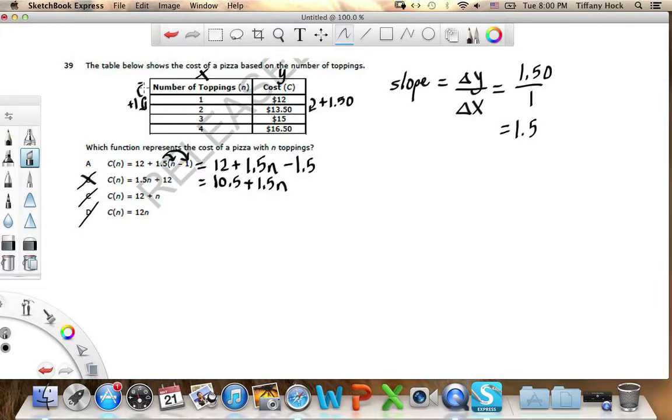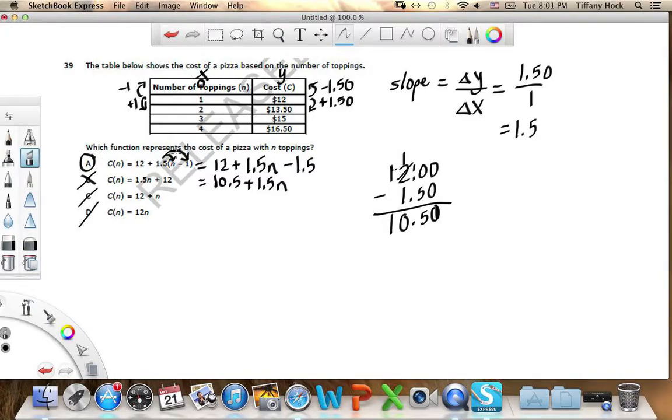So we're going to take away one topping to get 0 toppings. And that means I need to take away $1.50, since that's how much each topping costs. And $12 minus $1.50, you could solve this out. You get 0, borrow 1, and 10 minus 5 is 5. It's supposed to be a 0. And 1 minus 1 is 0. Bring down the 1, so we get 10.50. And 10.50 would simplify to 10.5, so that's fine as well. So that means the correct answer would be A.